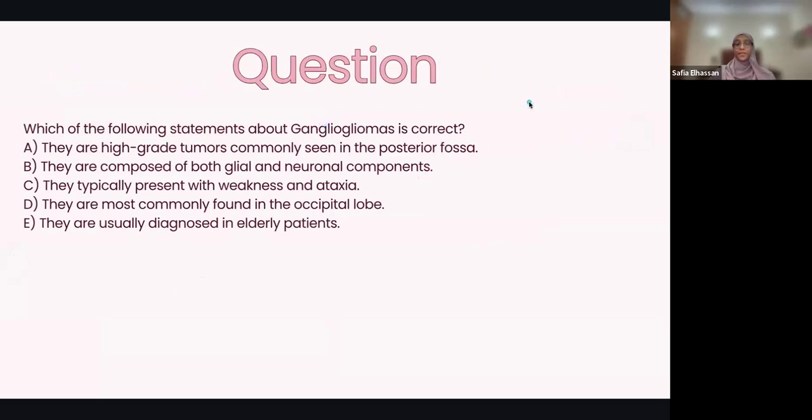Which of the following statements about gangliogliomas is correct? They are high-grade tumors commonly seen in the posterior fossa. They are composed of both glial and neuronal components. They typically present with weakness and ataxia. They are most commonly found in the occipital lobe, or they are usually diagnosed in elderly patients.